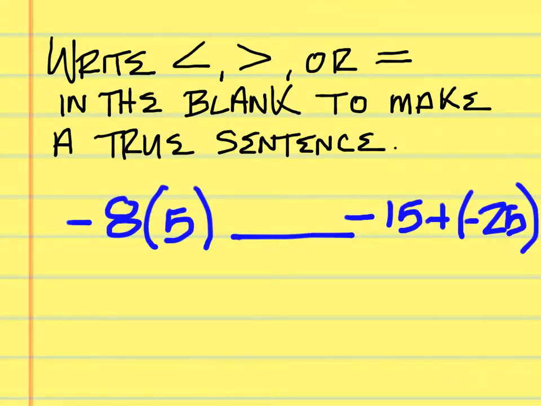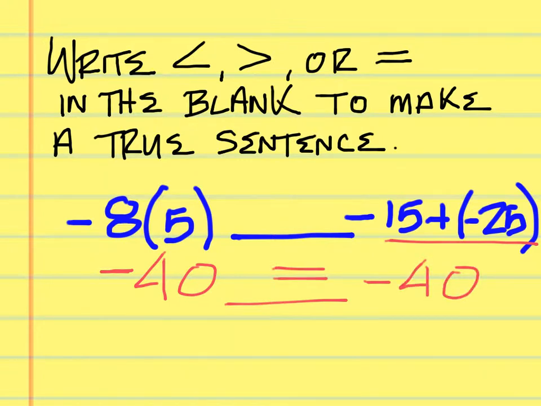Now in this case you have negative 8 times 5 compared to negative 15 plus a negative 25. What sign should go in there? Negative 8 times 5 is negative 40, and negative 15 plus a negative 25 is negative 40. Those are equivalent, so it's equal to.